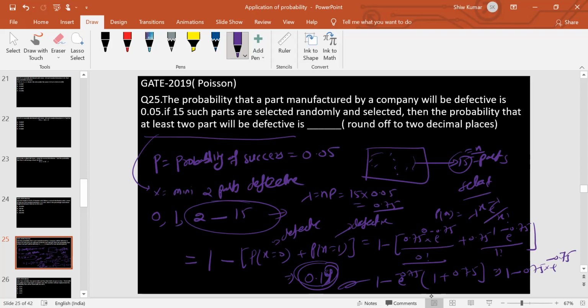0.19. So always remember that in total probability, the problem based on Poisson distribution will be like that. Always this type of questions are asked. So whenever they are asking to find out that minimum 2 parts should be defective, then we will always subtract from 1 the probability of getting 0 parts defective and 1 part defective. This is the process here.